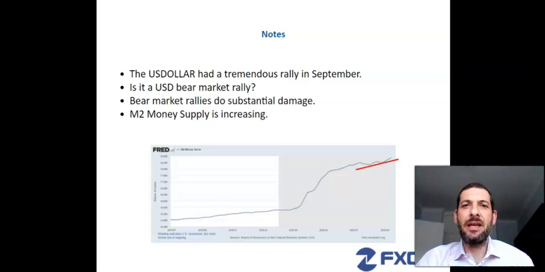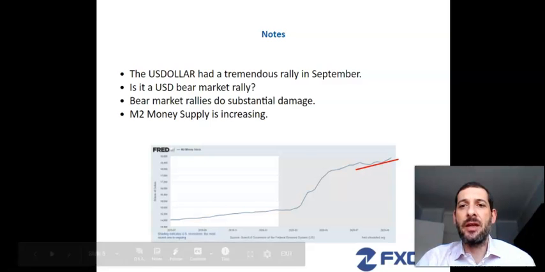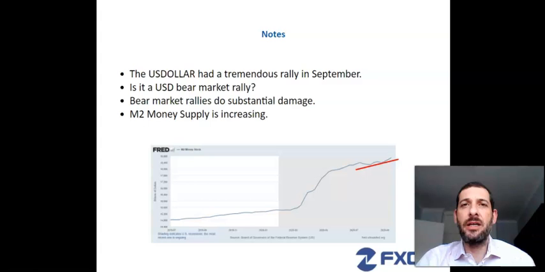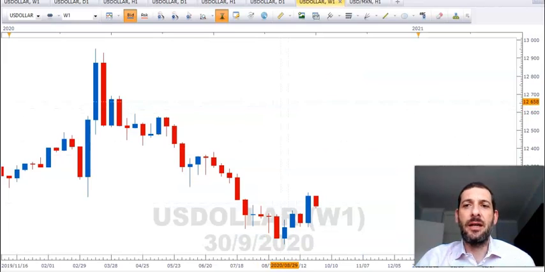Now, the US dollar has had a tremendous rally in September. What we want to know is, is it a US dollar bear market rally? And bear market rallies do substantial damage, so it's worth our while asking this question. We do note that M2 money supply is increasing. Take a look at this graph from the Fed website, and you can see that we have a positive gradient there. Let's bring up our US dollar.